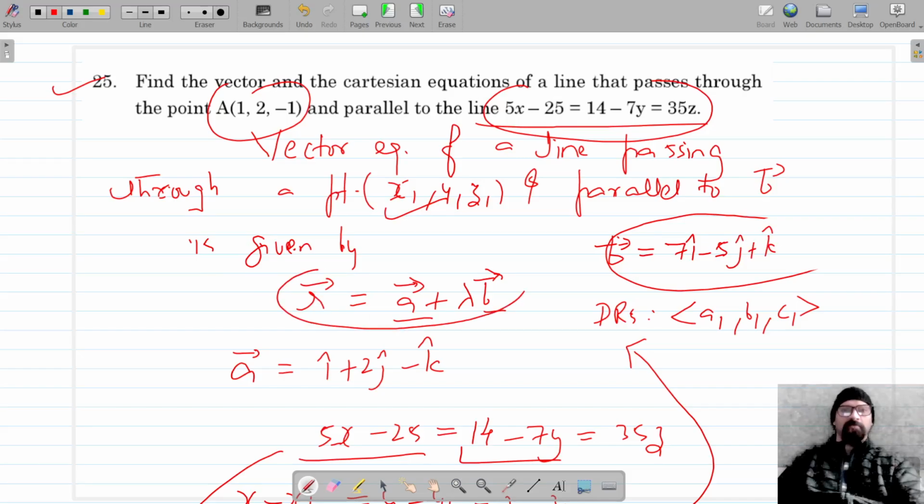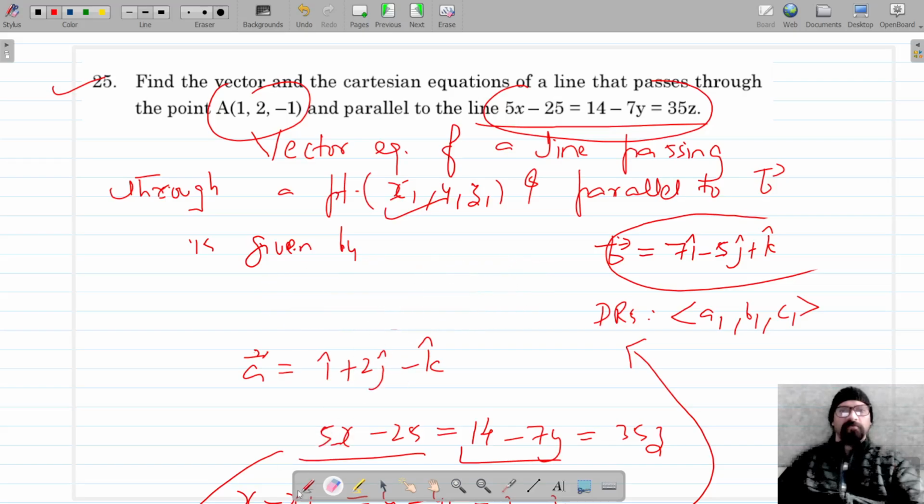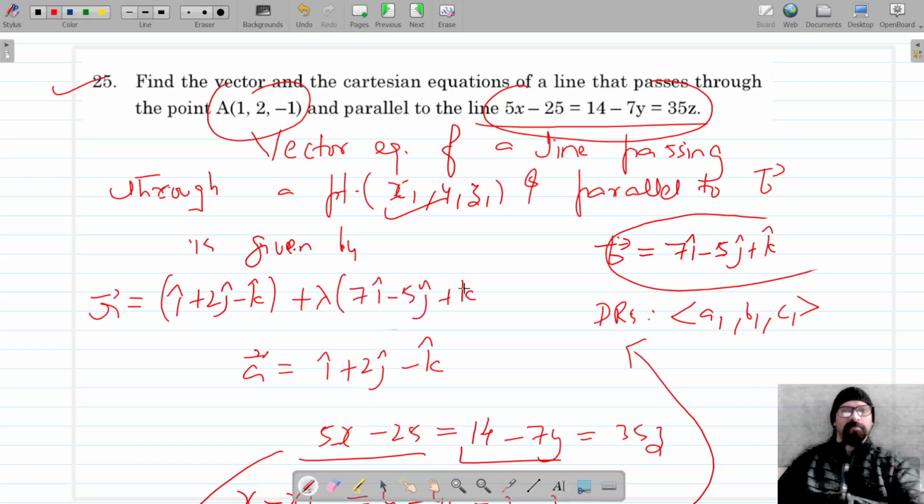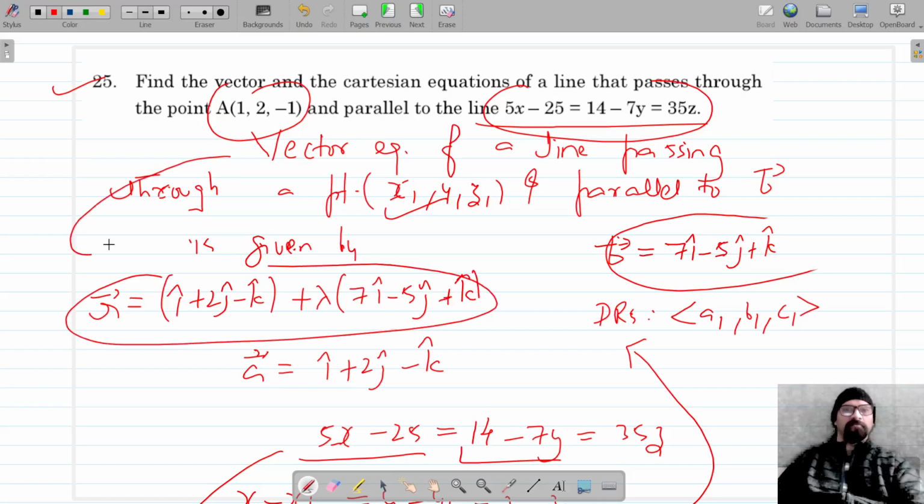So that means the required vector equation of the line. Now let's replace the values of a and b in this. So the required vector equation of the line becomes r vector is equal to a vector, that is I cap plus 2j cap minus k cap, plus lambda into b vector, which is 7 I cap minus 5j cap plus k cap. So this is the required vector equation of the line.